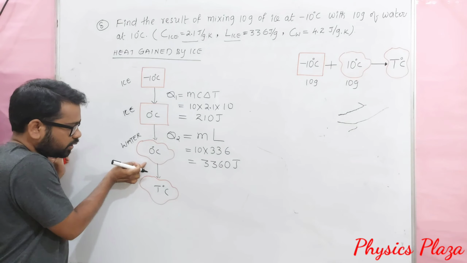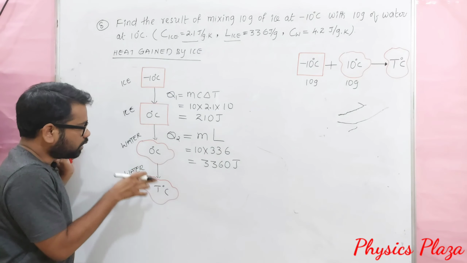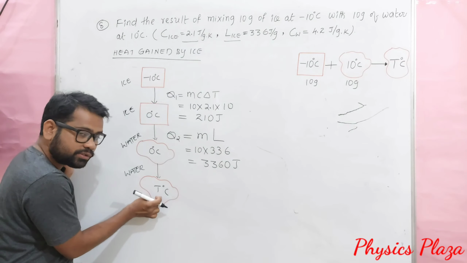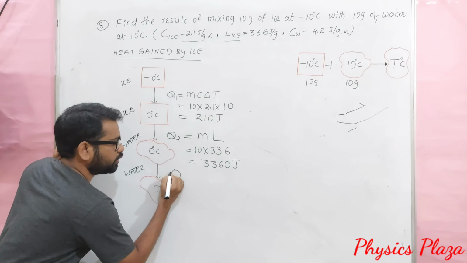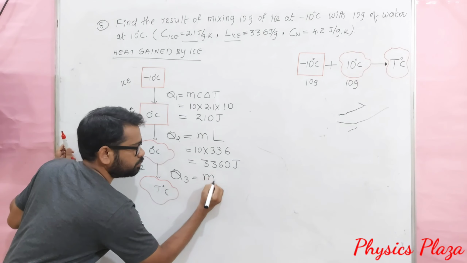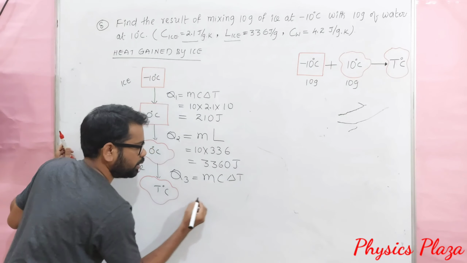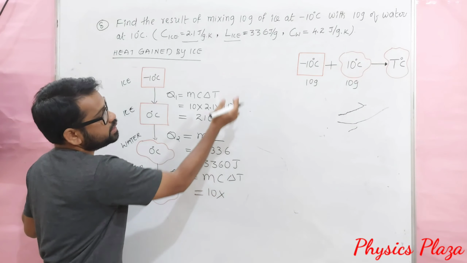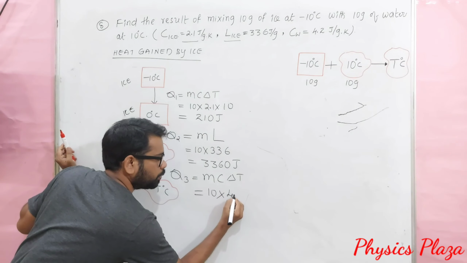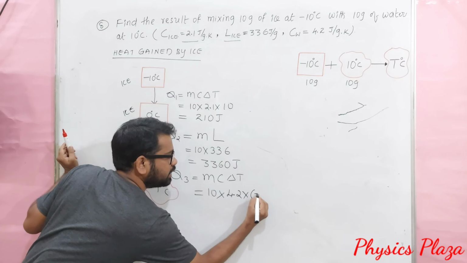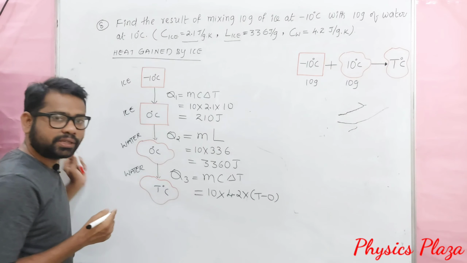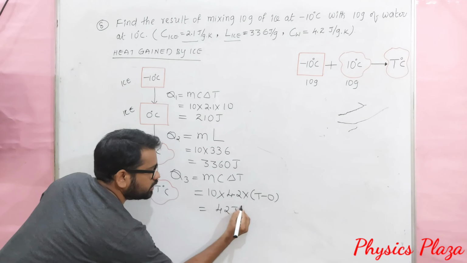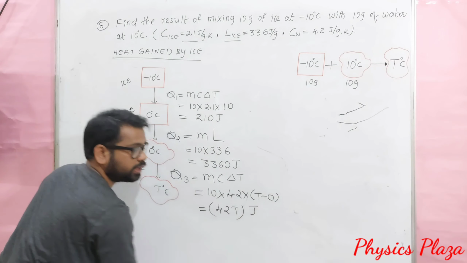Now in this stage, the amount of heat absorbed to convert water at 0 degrees Celsius to water at T degrees Celsius. Children, we don't know this, it has to be calculated. So for this, Q3 is equal to mc delta T. M is given as 10. C is the specific heat capacity of water, 4.2, into T minus 0. So it will be 42T joules.